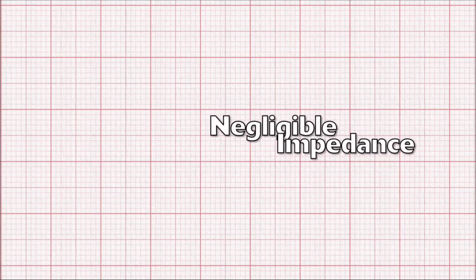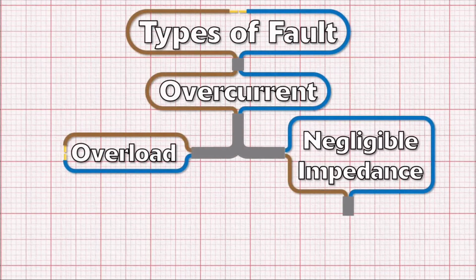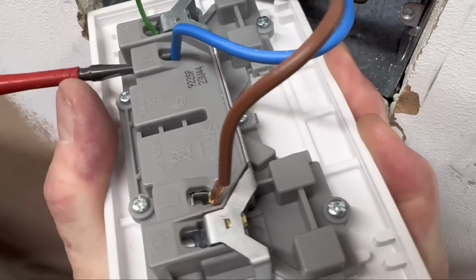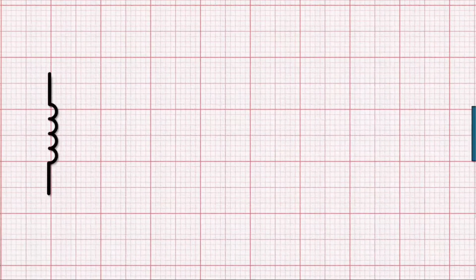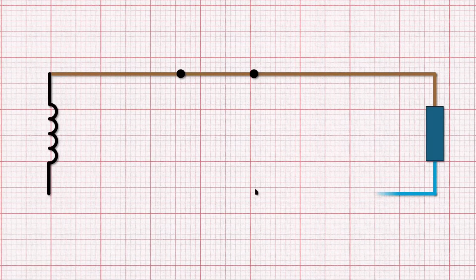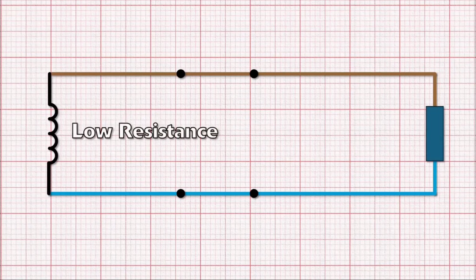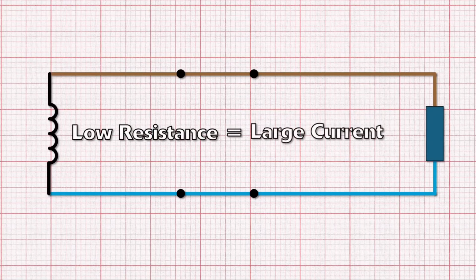When do these occur? Well, a fault of negligible impedance breaks down into two further categories. These are short circuit and earth fault. When we connect up a load using a line and a neutral, we create a circuit for the current to flow through. If for some reason the line and neutral touch each other, maybe through some damaged insulation, the circuit becomes, electrically speaking, shorter than it should be. In other words, the opposition to the current flow in the circuit gets incredibly small.